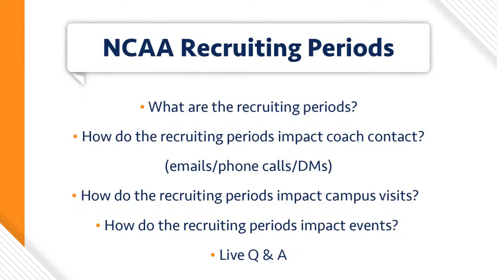And today's topic that we're going to focus on is how the NCAA recruiting calendars can really impact your recruiting. So the NCAA has rules in place in terms of contact periods, different types of periods. We're going to talk about what they are. How do those recruiting periods impact college coach contact with emails, phone calls, DMs, etc.? How do the recruiting periods impact campus visits? How do they impact live in-person events? So we're going to hit on all of these topics here over the next half hour or so.